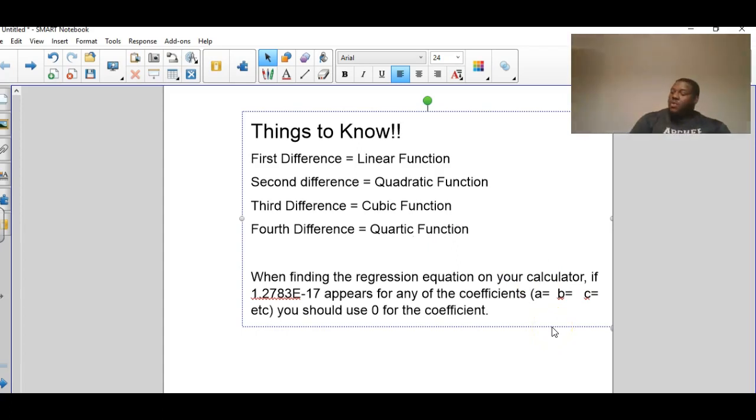And the last thing I want to emphasize right here, guys, is when finding a regression equation on your calculator, if you end up with a decimal that has e to the negative exponent, and that appears for any of your coefficients, a, b, c, d, whatever, you should use 0 for that coefficient, all right? Again, if you have e as the number for one of your coefficients, let me show you what I mean.